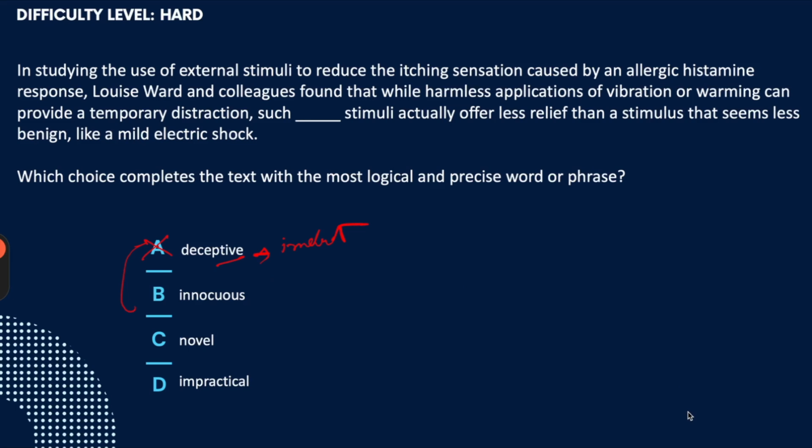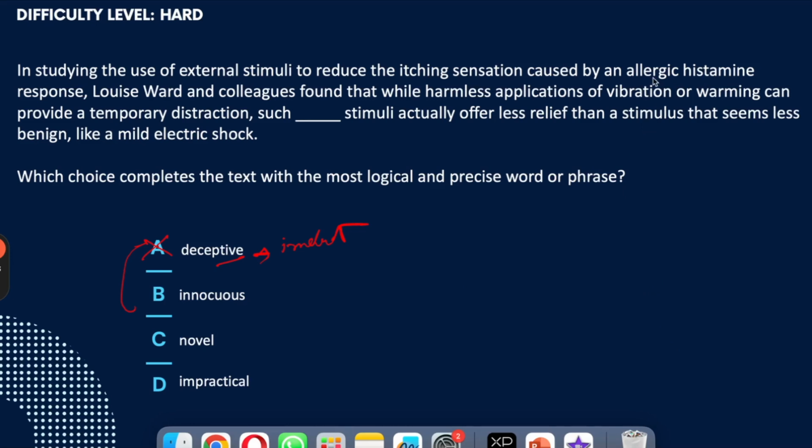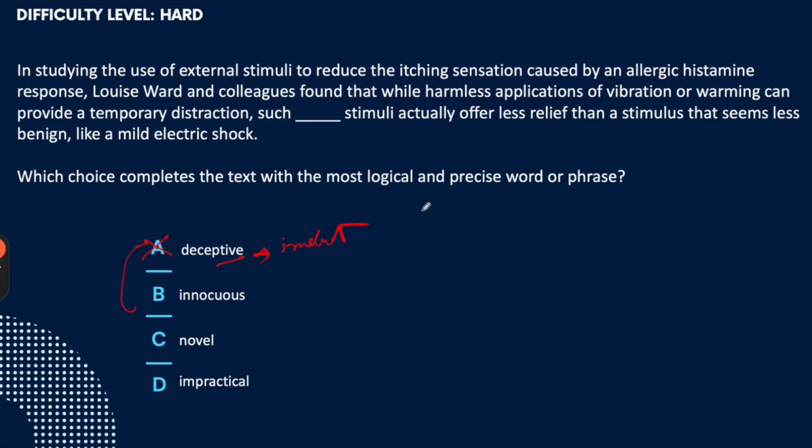What is the meaning of novel? Novel means something that is new or unusual. Now, the text doesn't suggest that these stimuli are new or different, rather it focuses on their lack of effectiveness. I don't know about the newness of this. So this choice is incorrect because it's irrelevant to the text. The text is not saying anything about the newness of this. Impractical means something that is not effective in practice or not useful.